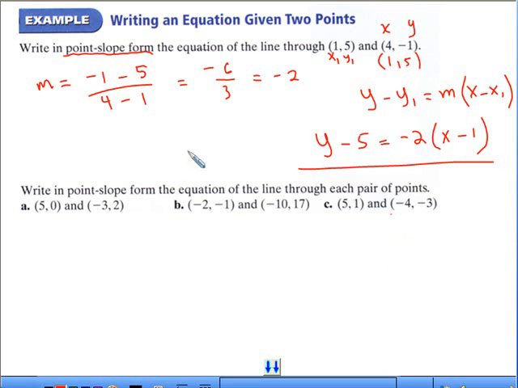You could use the other point also too. If you use this point, the equation would have looked like this. It would have been y minus negative 1 is equal to negative 2, our slope, times x minus 4. And then just remember to change the signs here. Since you have two negatives, make it positive. So this would be y plus 1. So either one of these equations would be correct.